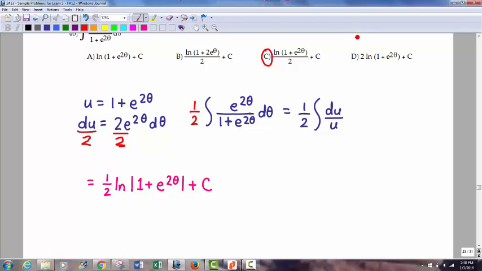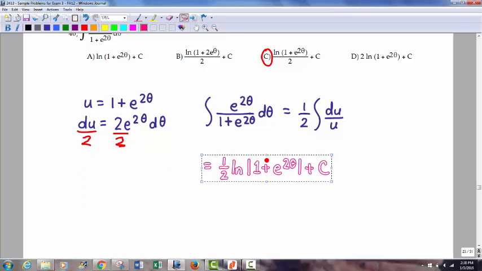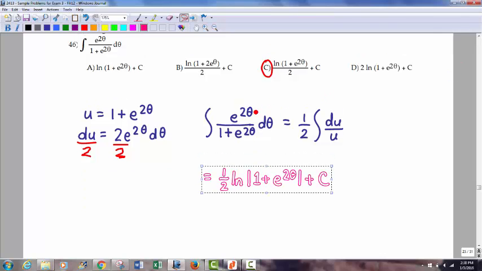And so let me get rid of this too. Now it looks correct. So basically the integral of e to the 2 theta divided by 1 plus e to the 2 theta would just be 1/2 du over u.